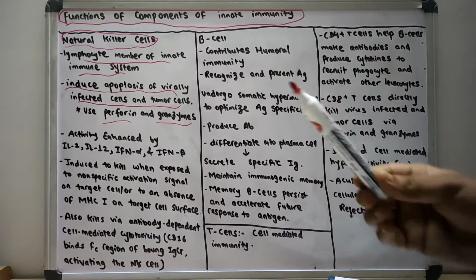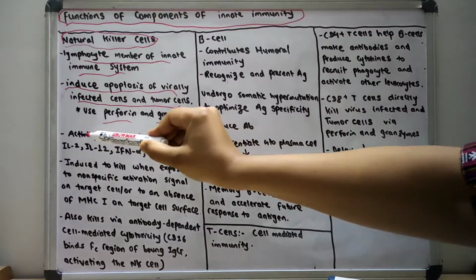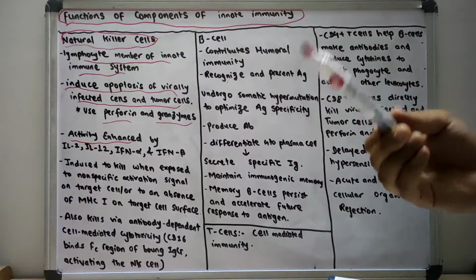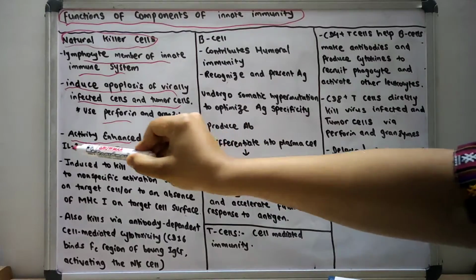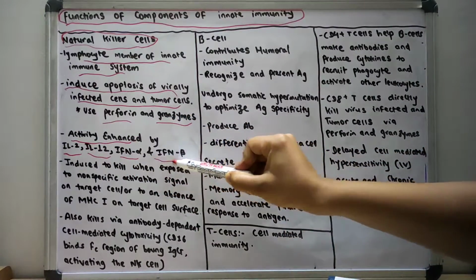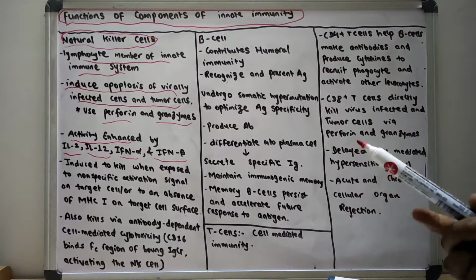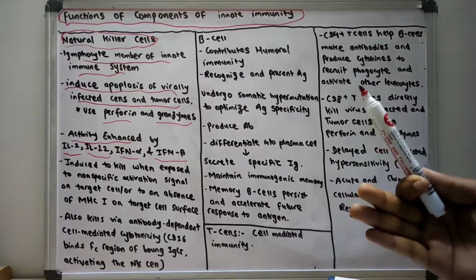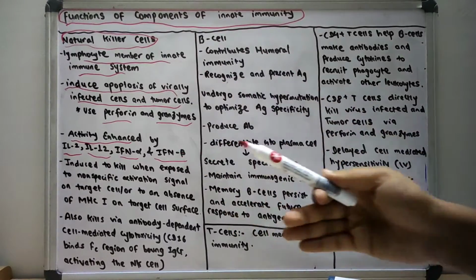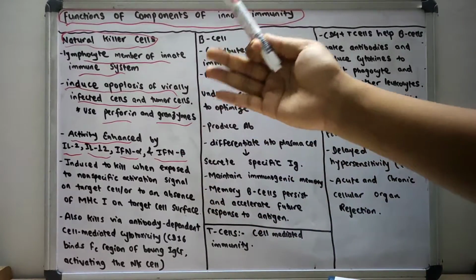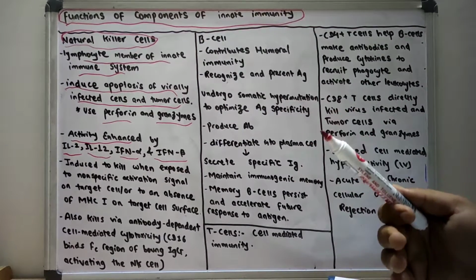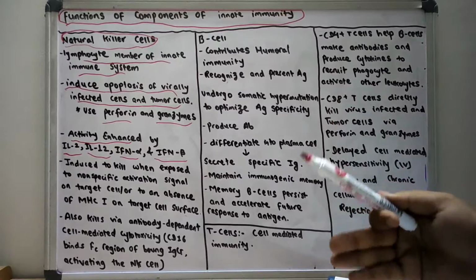And the activity of the natural killer cell is enhanced by interleukin 2, interleukin 12, interferon alpha and interferon beta. So these are the various interleukins and interferons that enhance the activity of the natural killer cell. So when is it induced? When is the natural killer cell induced?